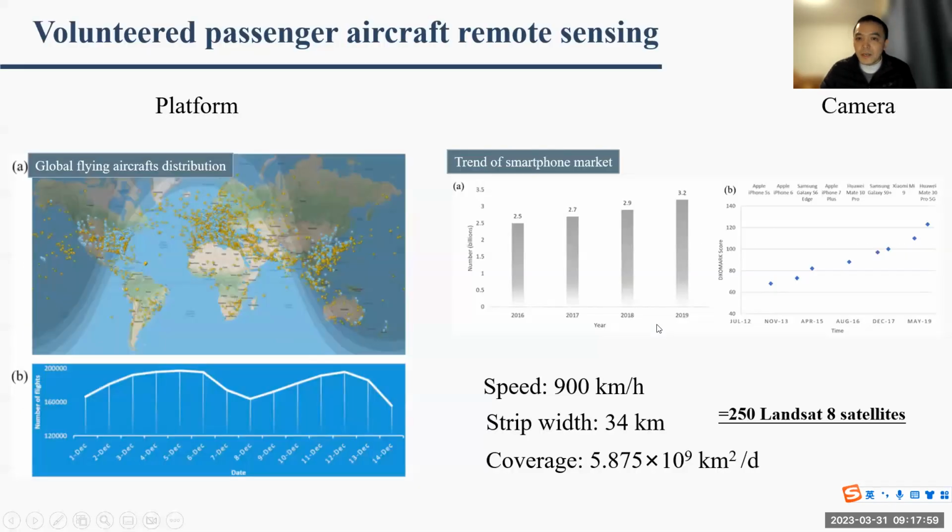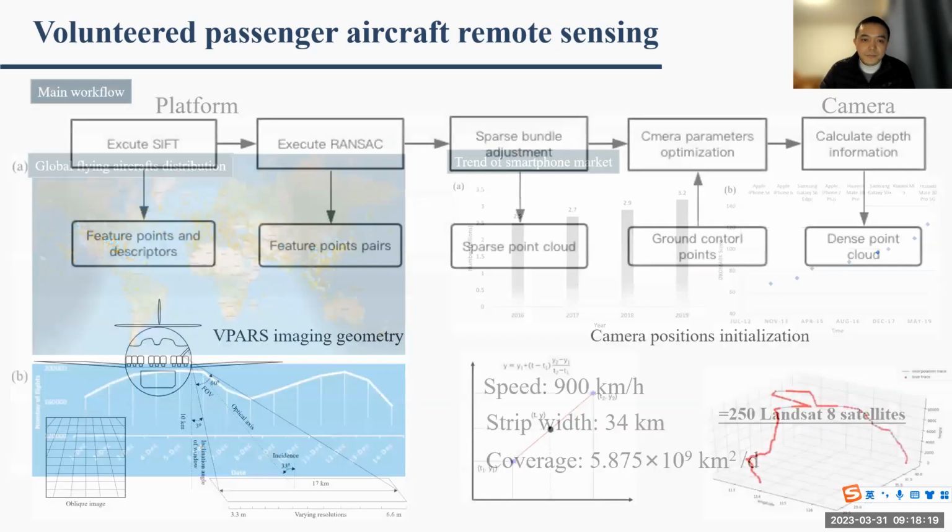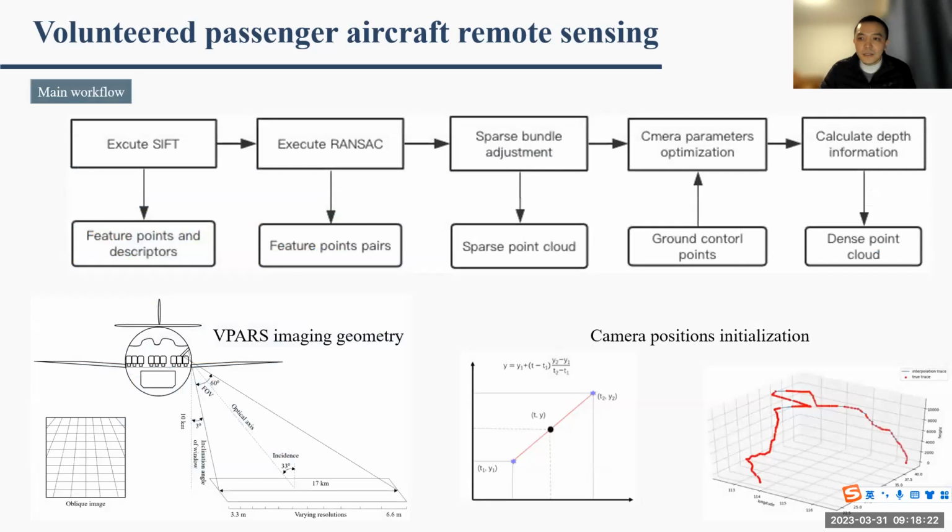For passenger aircraft, every day there are a huge number of flights over the Earth, and we made a rough calculation. If we can make use of them, it would be equal to about 250 satellites. And here is the processing framework for using the original video or images taken by a smartphone and processing them into remote sensing products.